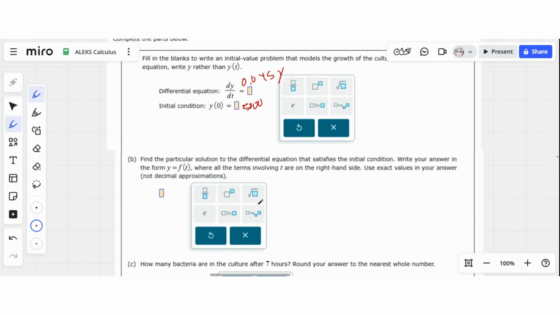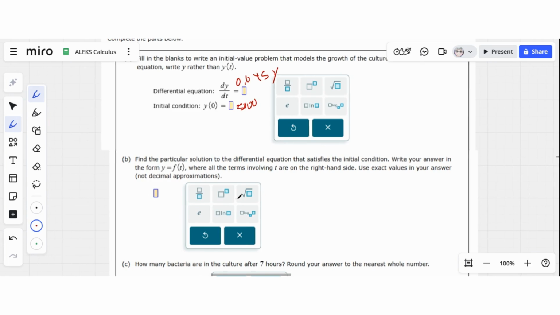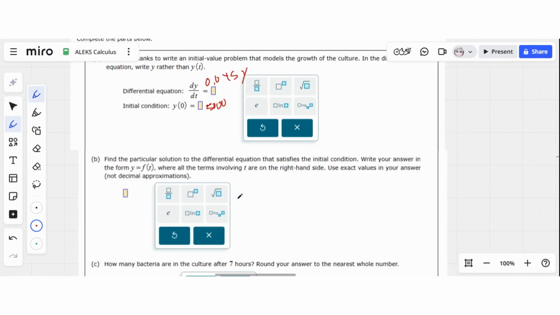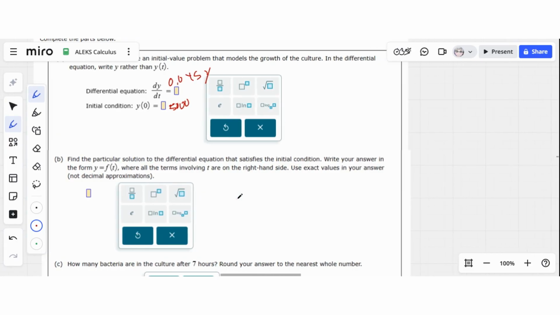Let's continue on. It says find the particular solution to the differential equation that satisfies the initial condition and write your answer in the form of y equals some function, where all the terms involving t are on the right-hand side, and use exact values in the answer, not decimal approximations. Okay, we can do that. What we know we have to do is write that differential equation and then go ahead and solve it for y by integrating both sides.